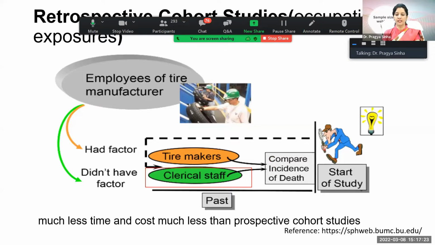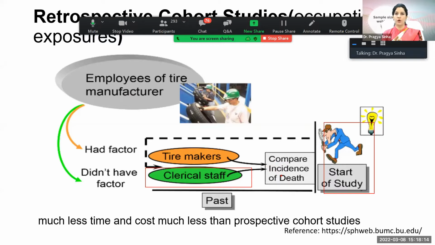So you can see here that at the start of the study, when the investigator planned to start the study, the outcome has already happened. But we will not call it a case control study. Why? Because we have started with the exposure here. The classical difference between a case control and a cohort study is that you start with the exposure and then you ascertain the outcome. So this was the exposure to the tire making industry. One group we took the tire makers and the other group we took the clerical staff. And then we looked at the death rate incidence, and this was the outcome.